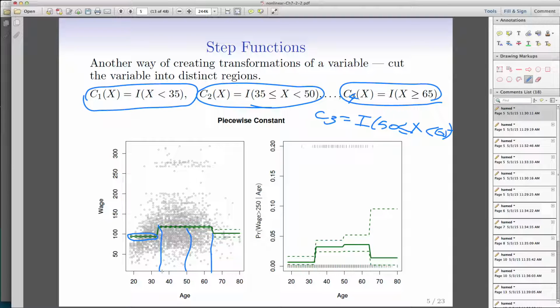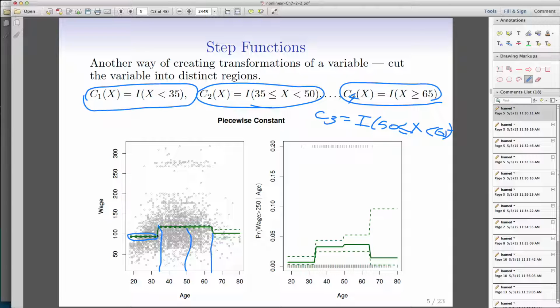For people who are from 35 to 50, this is our prediction, that is 120. And for people who are from 50 to 65, it's almost the same, so our eyes cannot see the difference in this step. And later on, for people who are more than 65, this is our prediction, and this is our confidence interval. So on average, we predict they earn this much. In order to find these step functions, what we need to do is just define these dummy variables or indicator variables, and we just run them in a simple regression line.